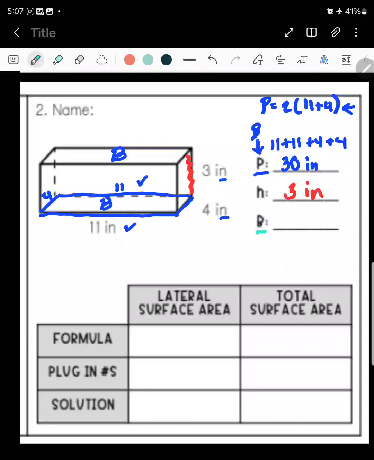Okay, let's find the area of the base. So area of the base is a rectangle. Here it is. We need to multiply the length times the width down here. So what's 11 inches times 4 inches? That's going to give you this area. Right, we're multiplying. You're going to get 44 inches squared, because it's area.